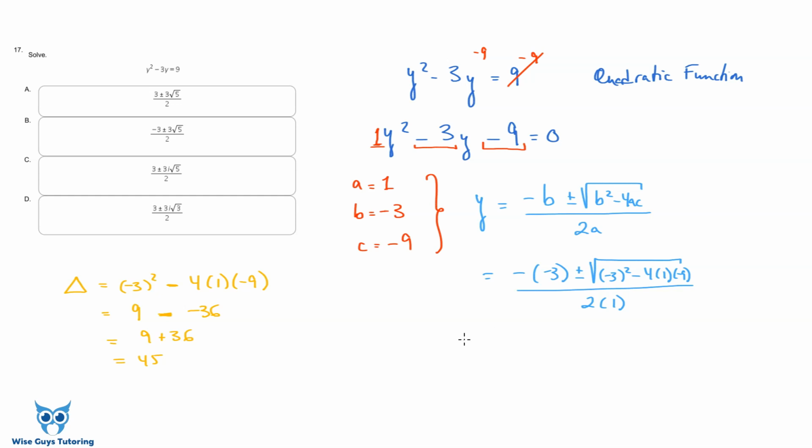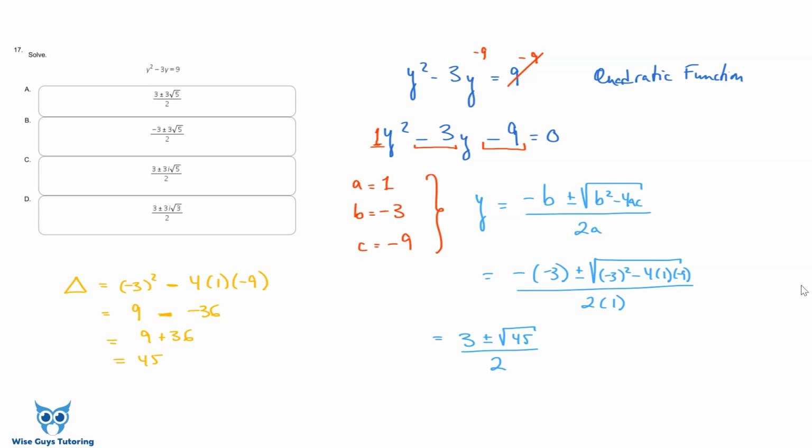So I can replace that now. So I'll do equals. Again, I have a double negative. So that's positive 3 plus or minus the square root of 45 divided by 2 times 1. That's 2. Now check this out. None of these answers fit mine, right?